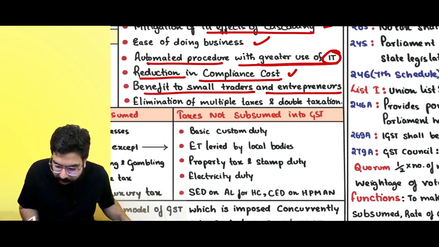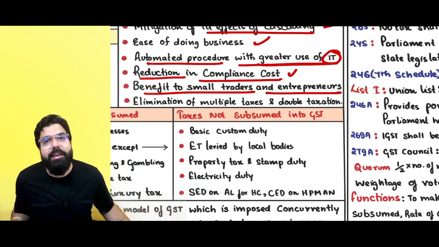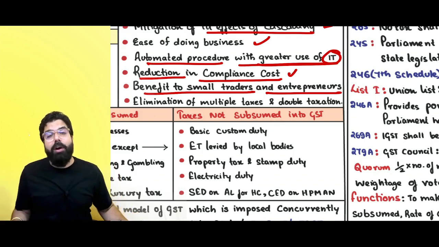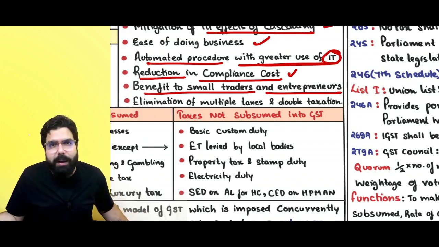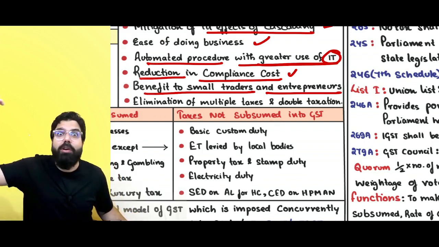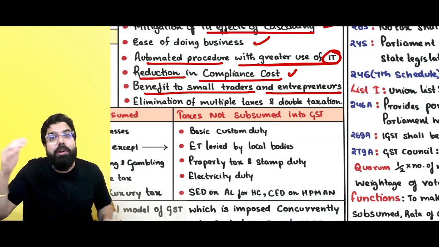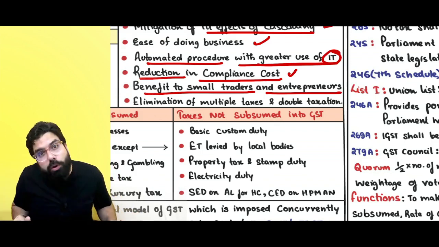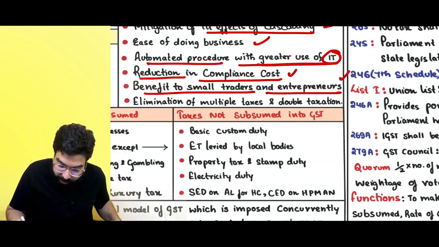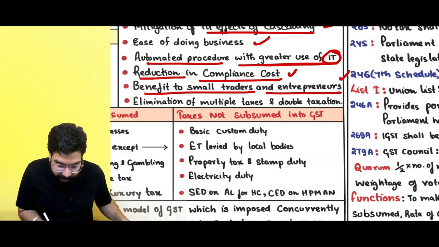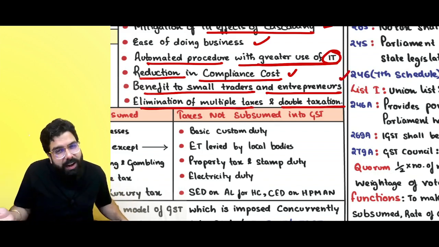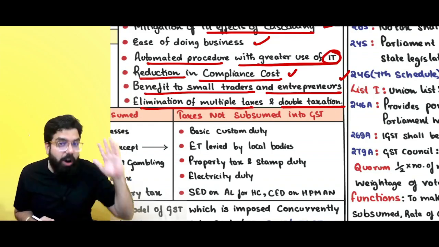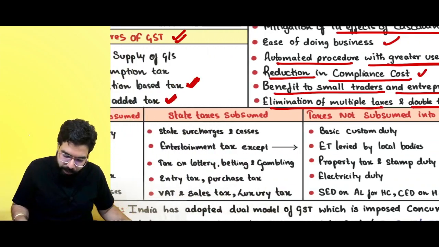Benefit to small traders and entrepreneurs. In GST, for small traders, the 40 lakh limit is given in many states. Because of the coming of GST, a higher limit of 40 lakh is given for registration, saying that up to 40 lakh you don't have to take registration. So, benefit to small traders and entrepreneurs. Then elimination of multiple taxes and double taxation. Multiple taxes are gone, double taxes are also gone.